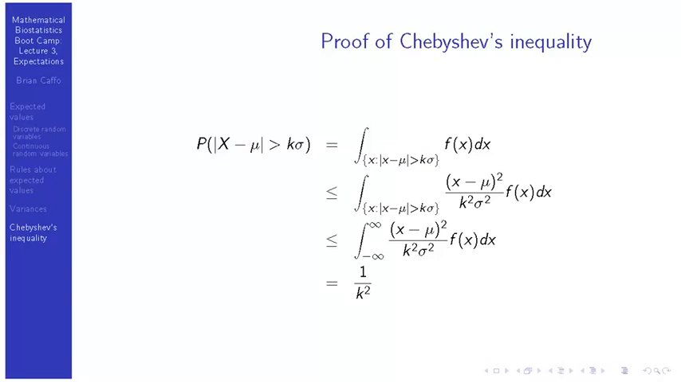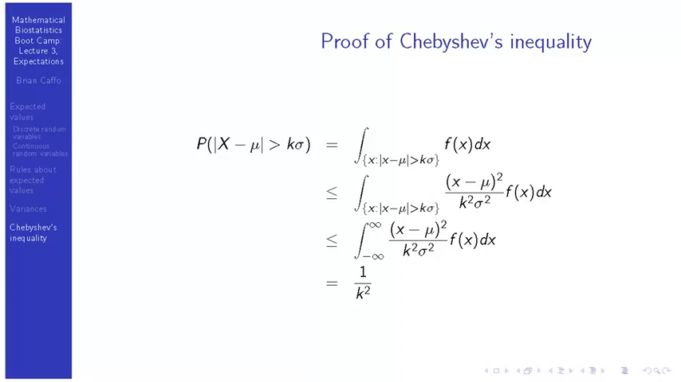Well, notice that the absolute value of x minus mu over k sigma has to be bigger than 1. So if we square that, it has to be bigger than 1 as well. If you take a number that's bigger than 1 and square it, it's still bigger than 1. So we can multiply by x minus mu squared over k squared sigma squared, and we've only made the integral bigger, right? So we can replace this equality with an inequality, where here the alligator's chomping the bigger part.